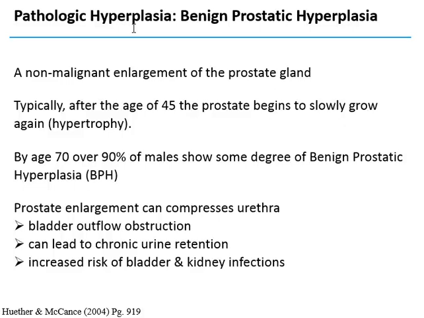From about the ages of 20 to 45, the prostate gland stays basically the same size. In later life, however, it starts growing slowly again, particularly around where the urethra is. By the age of 70, 90% of males will have some evidence of benign enlargement of the prostate gland. It's not cancer, but it can cause problems. Enlargement of the prostate in particular can obstruct the flow of urine through the urethra. This can lead to chronic urine retention and increased risk of kidney infections.